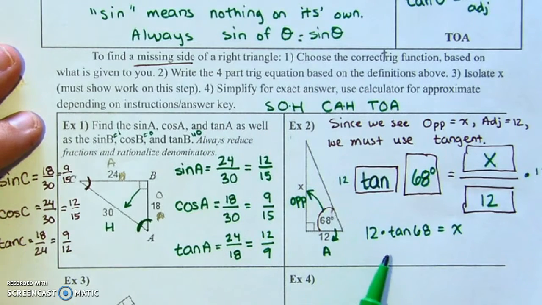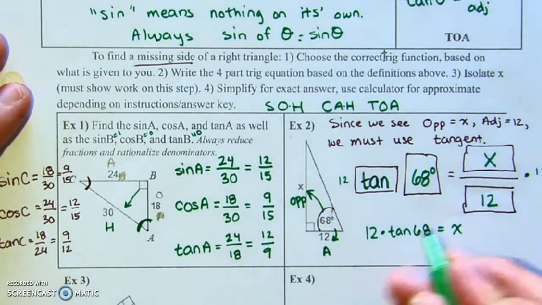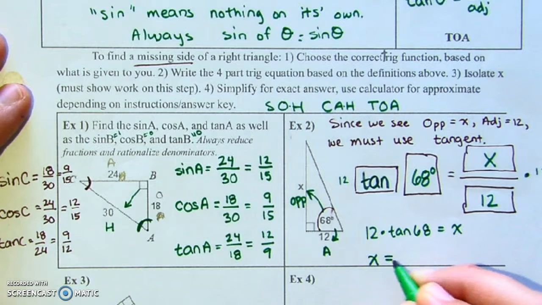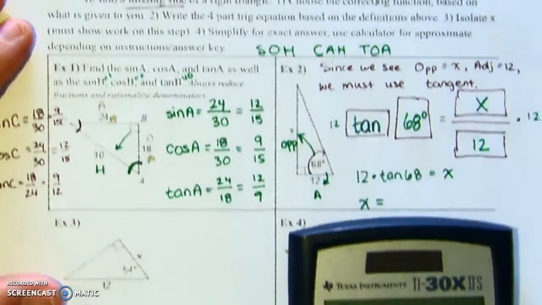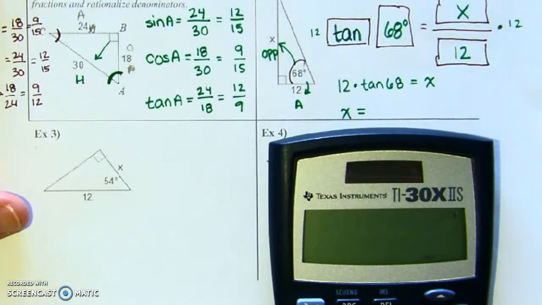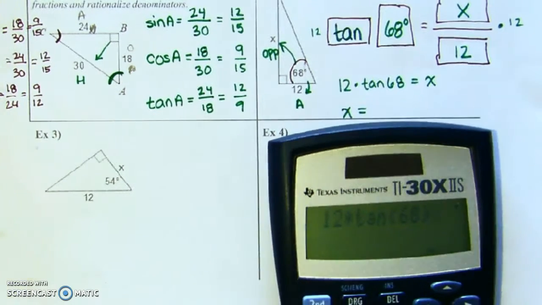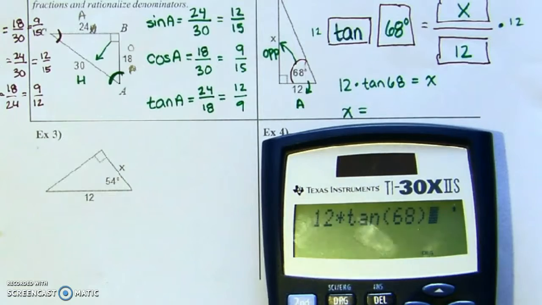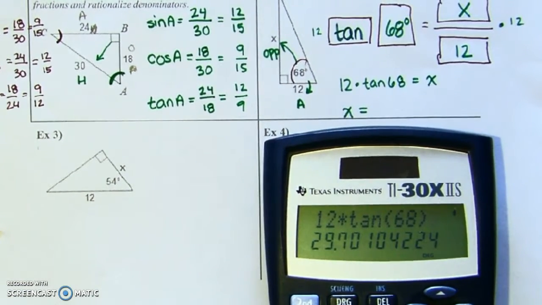This is the exact answer. Use a calculator for the approximate depending on the instructions or the answer key. We're going to type this in the calculator. This is an easy one, y'all. You just literally type in what you see. So we have 12 times the tangent of 68. Can you see that? Is it clear? 12 times the tangent of 68. Hit enter. Ta-da! That's x.